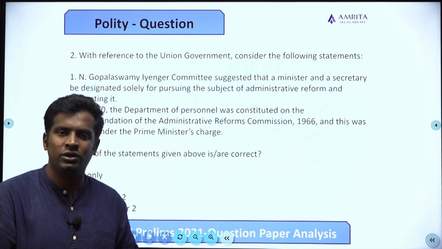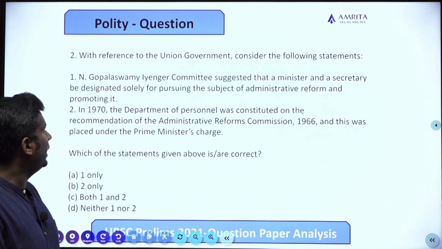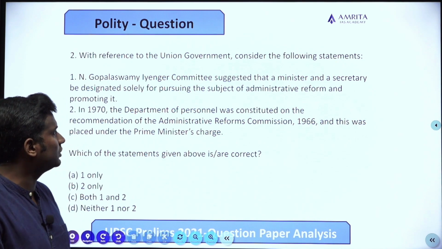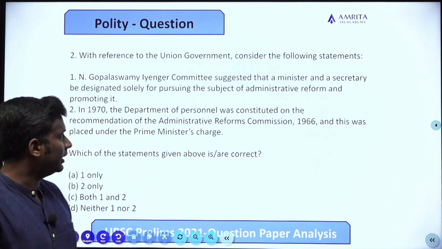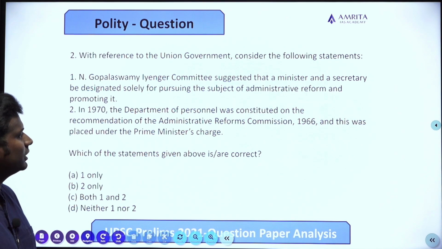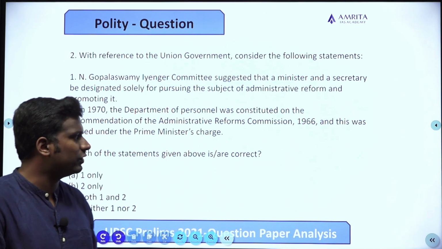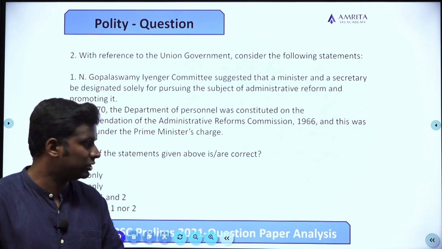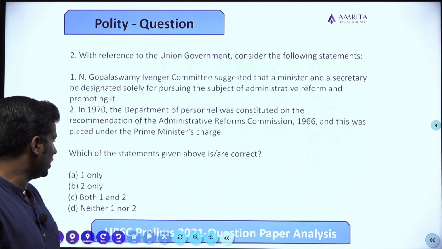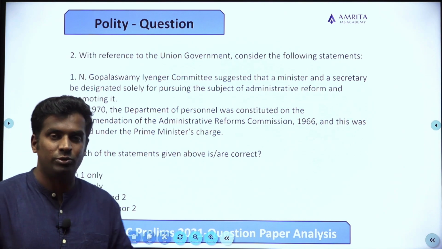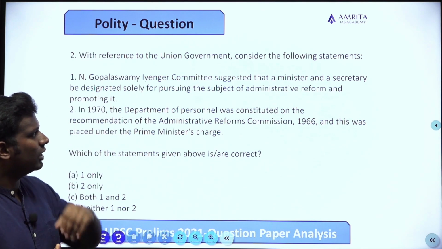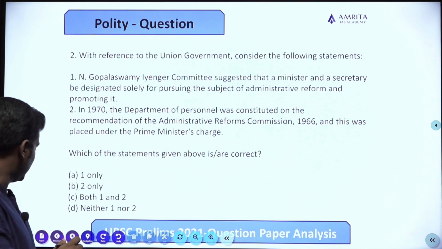With reference to the union government, consider the following statements. First, the Gopalaswamy Iyengar Committee suggested that a minister and a secretary be designated solely for pursuing the subject of administrative reform and promoting it. Second, in 1970, the Department of Personnel was constituted on the recommendation of the Administrative Reforms Commission, 1966, and this was placed under the Prime Minister's charge. Which of the statements given above are correct? Option A, 1 only, option B, 1 or 2 only, option C, both 1 and 2, and option D, neither 1 nor 2.